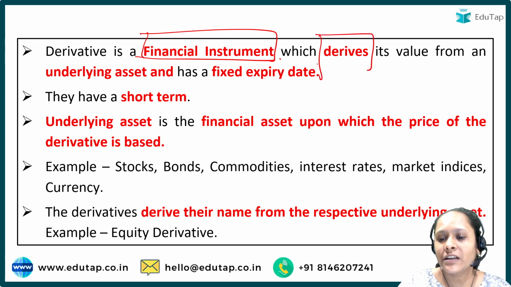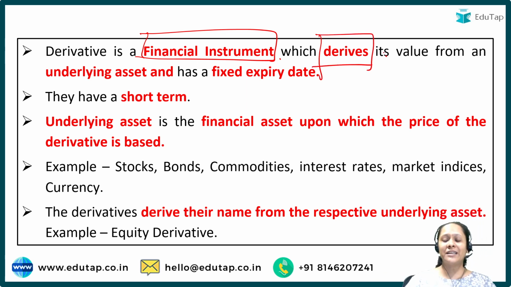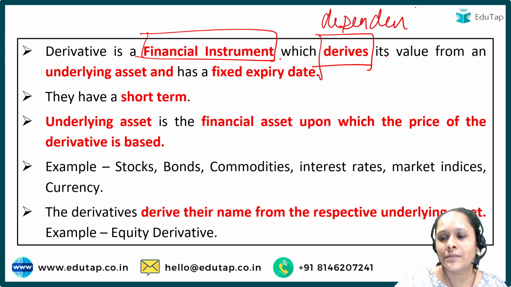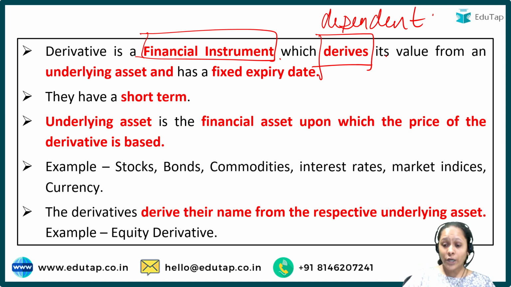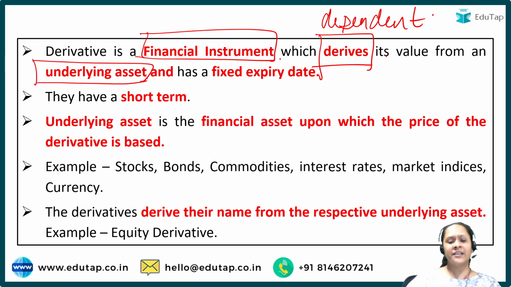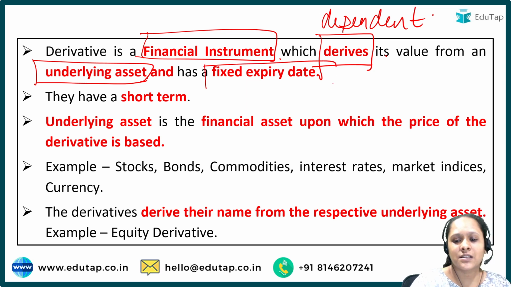This word is important. It derives its value. What do you mean by deriving? It simply means the value of the derivative is dependent on something. So what is it dependent on? The value of the derivative is dependent on the underlying asset, and a derivative has a fixed expiry date.